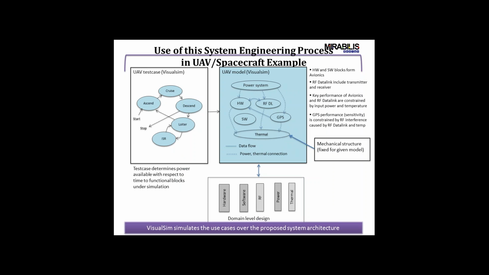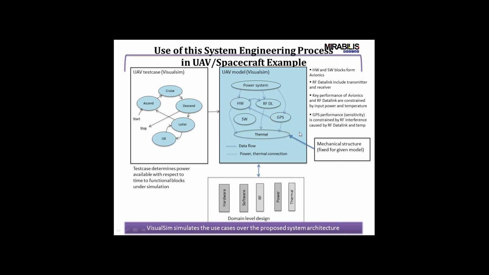So if you take the example of a UAV or a spacecraft, the left-hand side over here is the use case, which in this case has a start, going through all the steps, and to a stop state. The right-hand side over here includes all of the system components. In this system, we're only focusing on a few of the elements, which are the hardware, software, power systems, the RF or the data link, the GPS, and the thermal. Now, as you can see, the domain level design tools are right at the bottom.